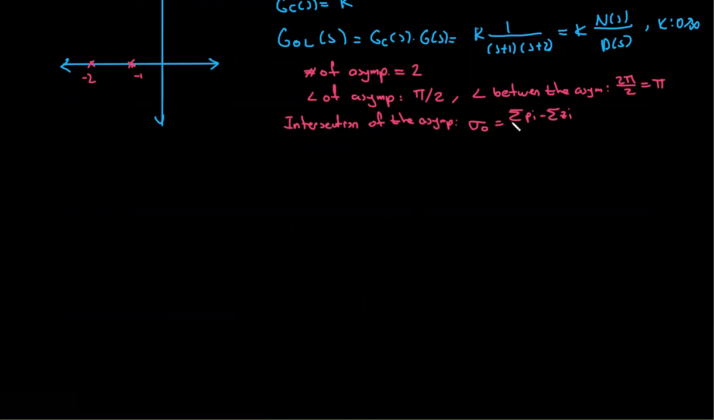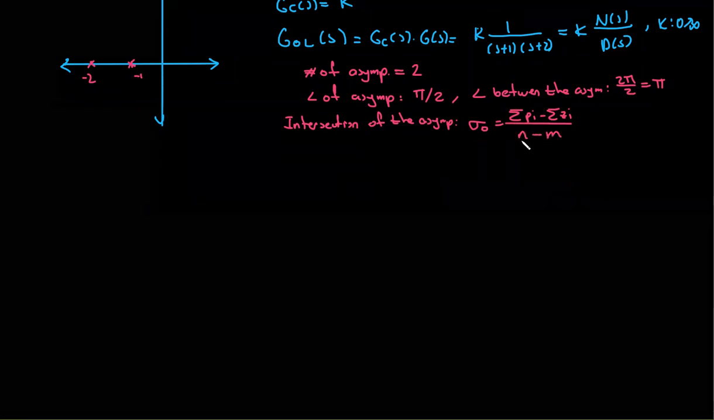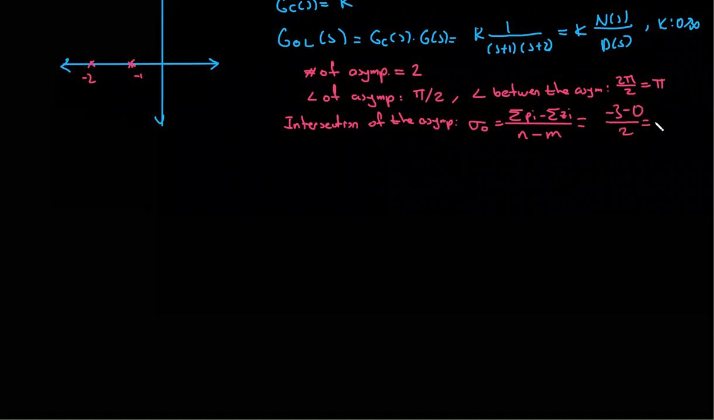Divided by what? n minus m, right? I have only 2 poles and I don't have any zeros. So n minus m is equal to 2. And what is the summation of poles? Minus 2 plus minus 1 is equal to minus 3. And I don't have any zeros, so it will be minus 3 divided by 2. The intersection is equal to minus 3 over 2.